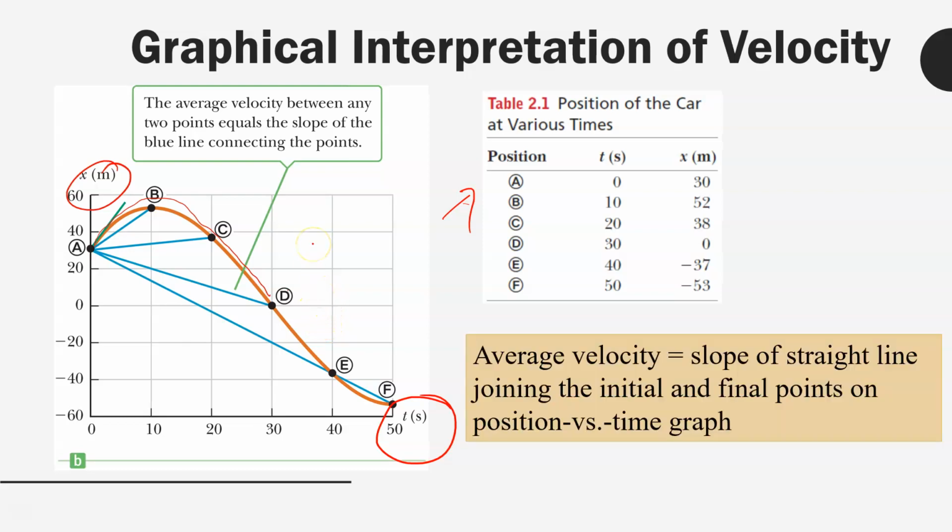In general, the average velocity of an object during the time interval delta t is equal to the slope of the straight line joining the initial and final points on the position versus time graph.